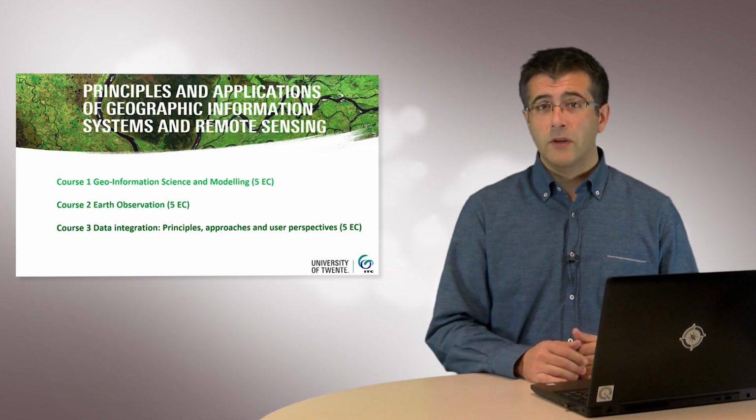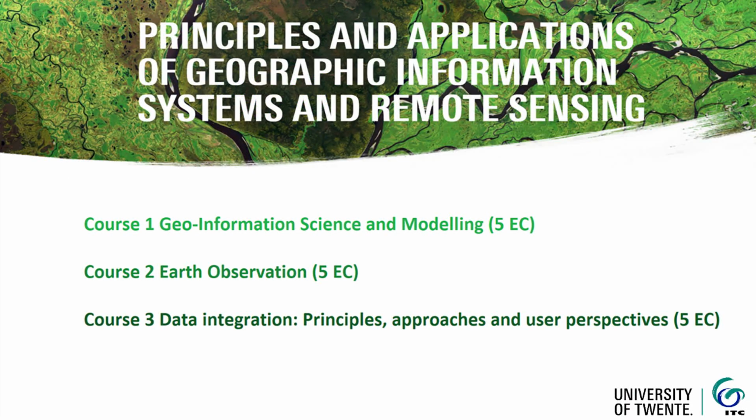The course consists of 3 individual courses of 10-week duration each, 5 European credits for each of the 3 modules. The first of these courses is Geographic Information Science and Modeling, which focuses on geographic information systems and science. The second course is Earth Observation, covering remote sensing image analysis from spaceborne and airborne sensors. And finally, Data Integration, where the concepts and techniques learned in the previous courses come together to solve real-world problems.